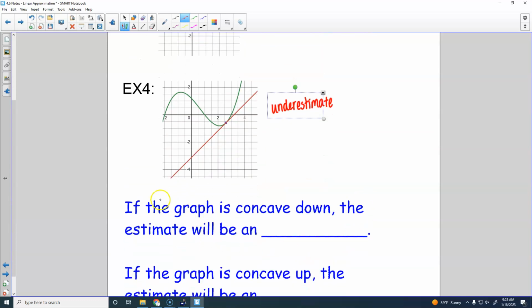Because if the graph is concave down, so let's think about it. Sometimes I still have to draw this out. I've got a graph that's concave down. If you draw in tangent lines for me on a concave down graph, no matter where you put them, what's happening with those tangent lines? Are they above the graph or below? Above, every time. So, if the graph is concave down, the estimate will be an overestimate.